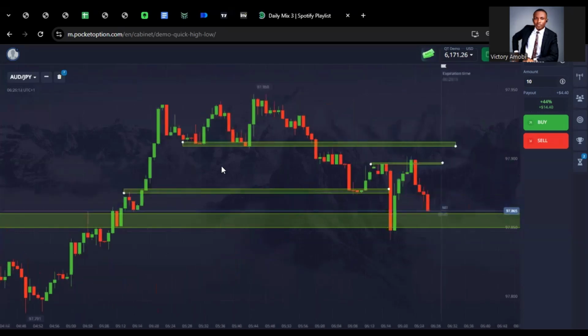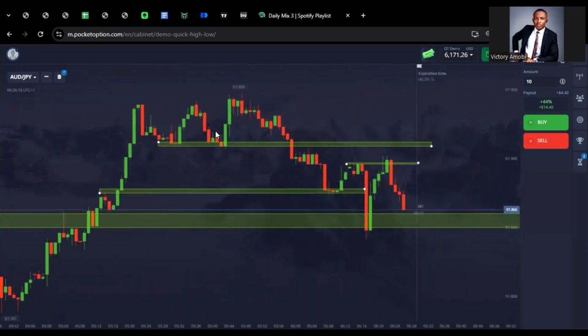Now, if you decide to trade a reversal, you might be patient, right, to wait for this low to be taken out. And where was the low taken out? The low was taken out right here. And what happened next? The market did a pullback.